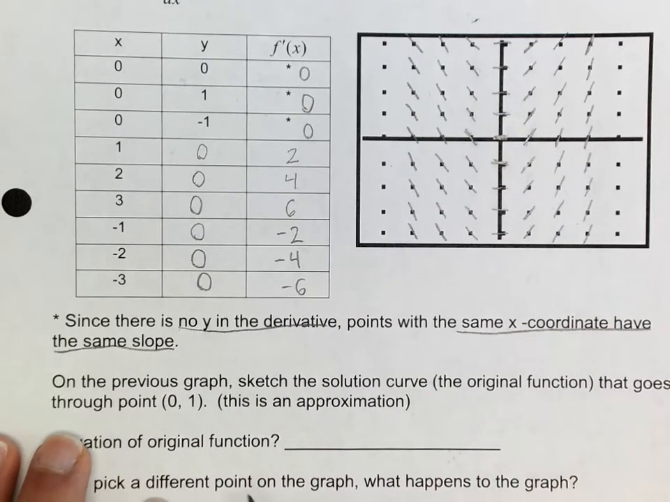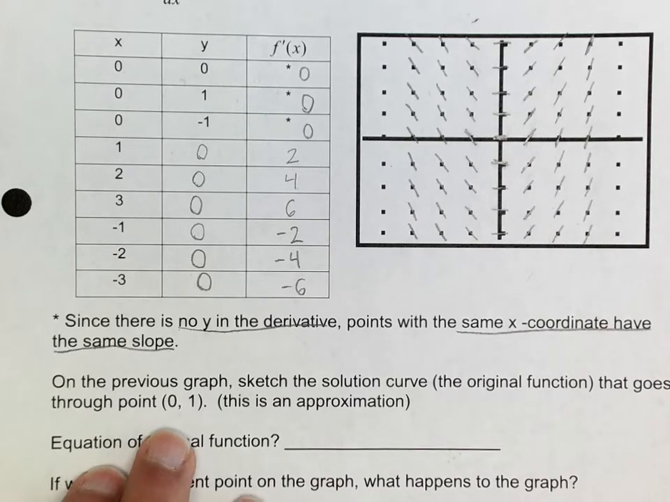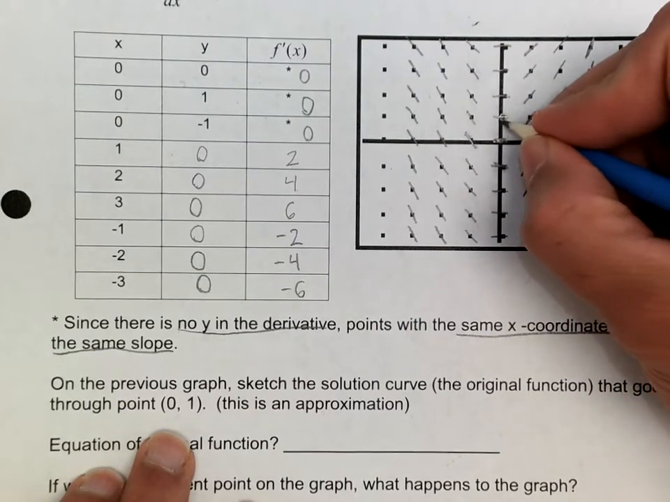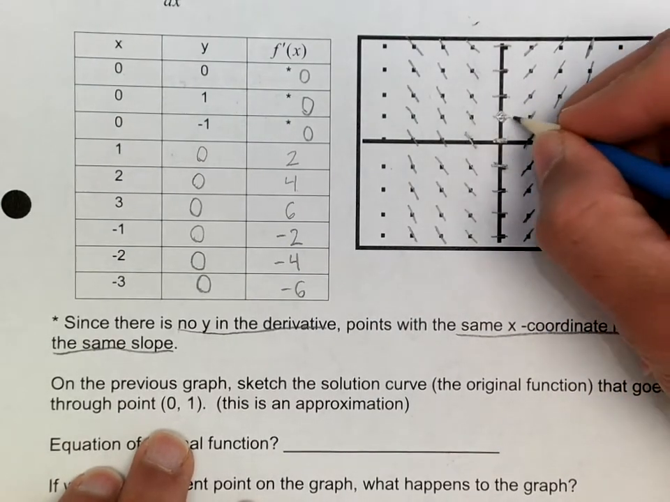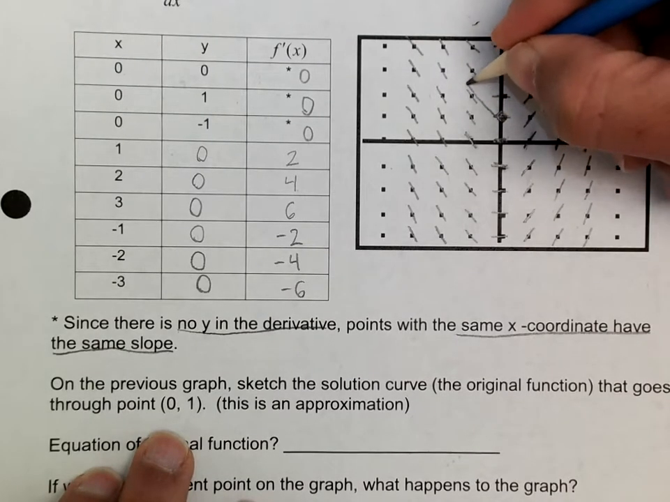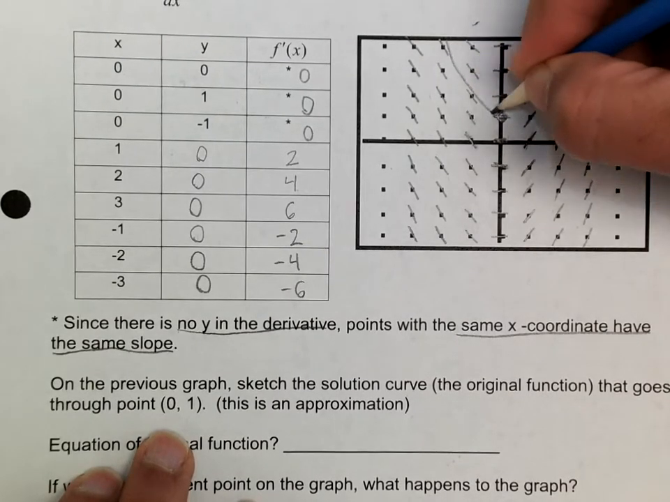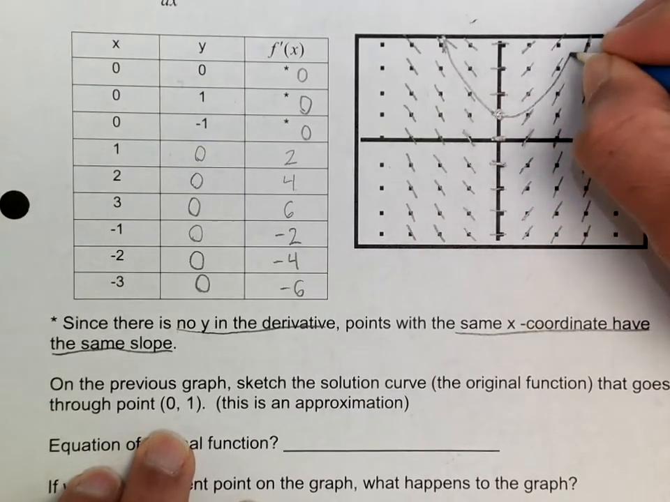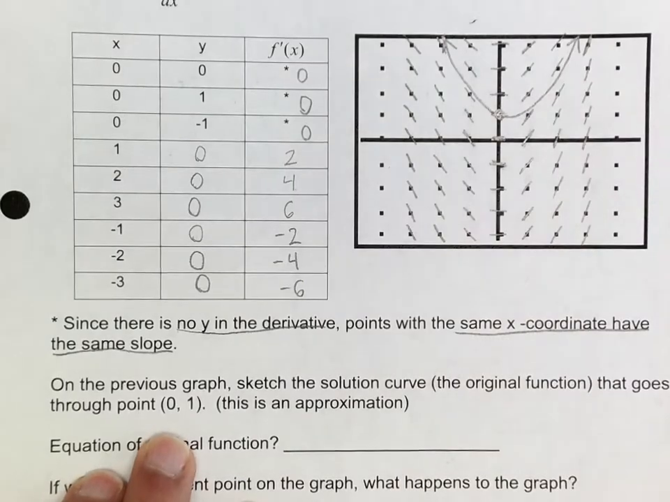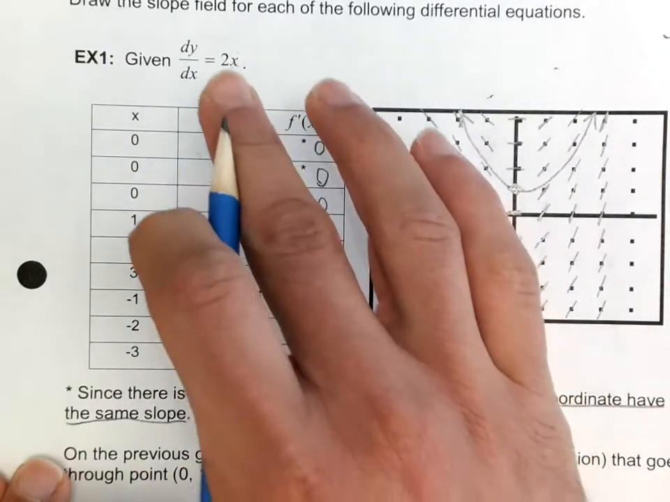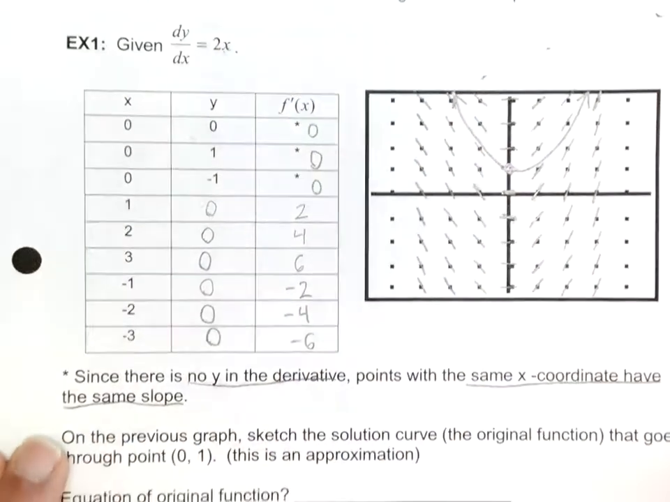Alright, on the previous graph, sketch the solution curve that goes through (0, 1). So if I have (0, 1) through here, all I have to do is follow these lines, and that would give me what that would look like. So that would look something like that. Obviously this is just a sketch, but you should already know that the original function must have had an x squared. If you take the antiderivative of that, you get x squared.